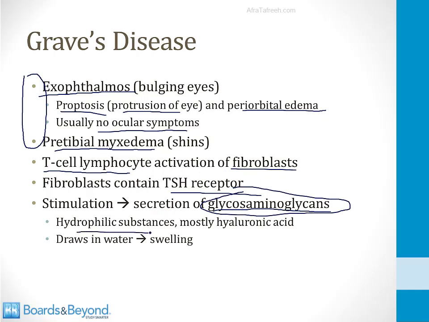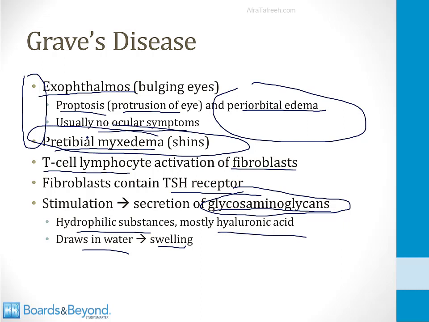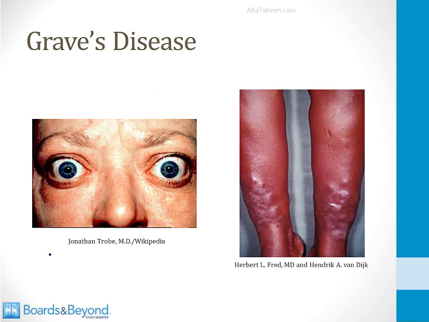Glycosaminoglycans are hydrophilic substances. They're mostly hyaluronic acid, and they draw in water, and this leads to swelling, and that's why you get swelling around the eye. It's also why you get swelling around the shins. This is a picture of what some of the findings of Graves' disease can look like. On the left is a picture of exophthalmos. You can Google this and find many examples of this. On the right is a picture of the pretibial myxedema over the shins.